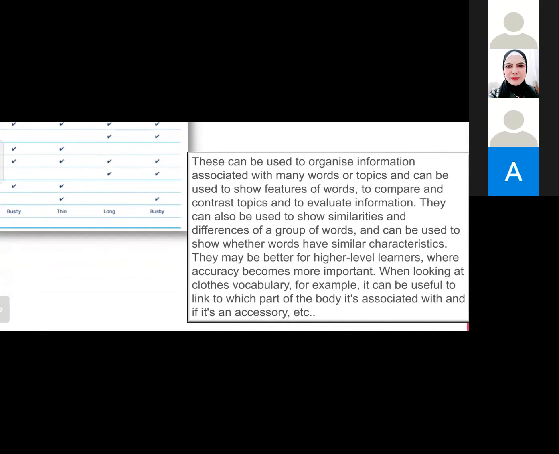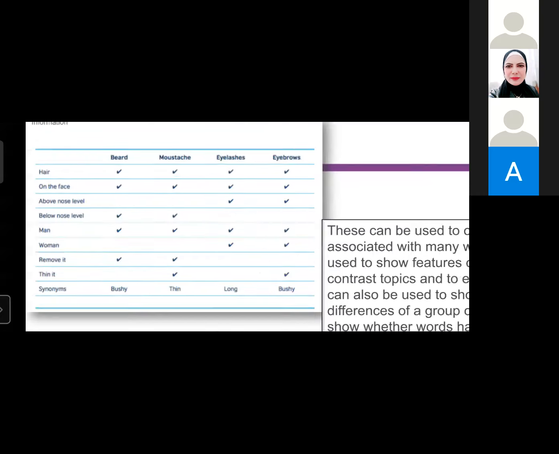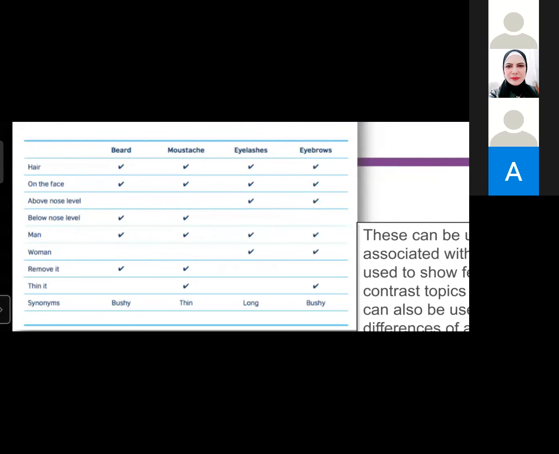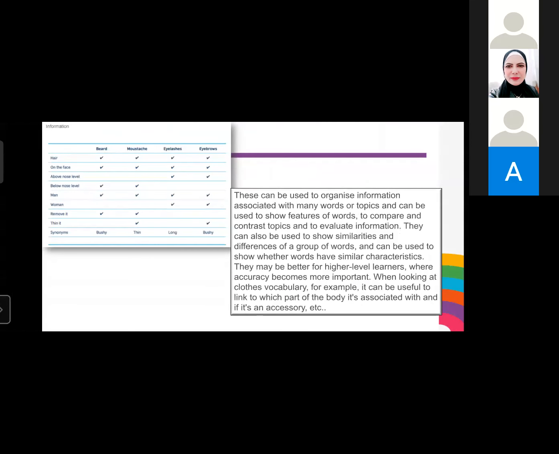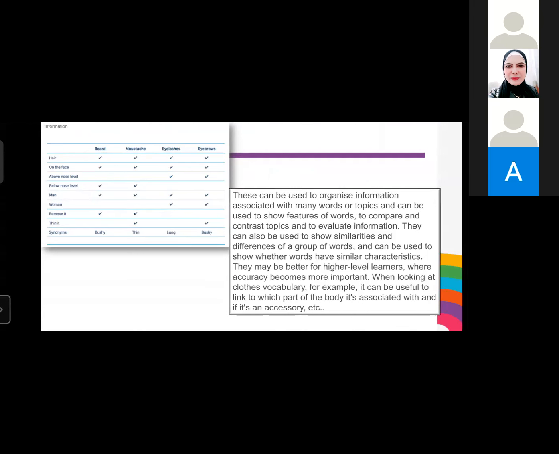They may be better for higher level learners if they are using the comparative or superlative degree, where accuracy becomes more important here. For example, here, if you look at the man and the woman, we can compare between them. A man has a beard, but a woman doesn't have a beard, for example. Both a man and a woman have eyelashes and eyebrows and so on, okay? So we can develop it to higher levels of students when looking at the closed vocabulary, for example, can be useful to link which part of the body it is associated with and if it's necessary and etc.